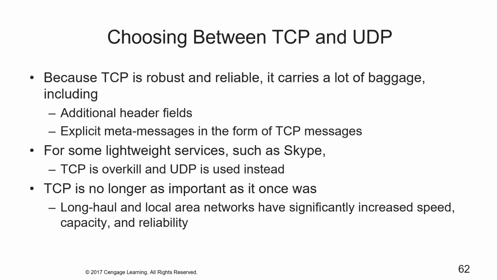So choosing between TCP and UDP, we talked about this at the very beginning of the lecture, but TCP is super robust. You're going to make sure your data gets there, but there is a performance hit. There's a bandwidth hit that comes with it. It carries a lot of baggage, a lot of header fields, a lot of back and forth communications. I mean, just to acknowledge a connection is a 3-way handshake. To close down, there's 4 different steps. There's additional header fields, more meta messages.